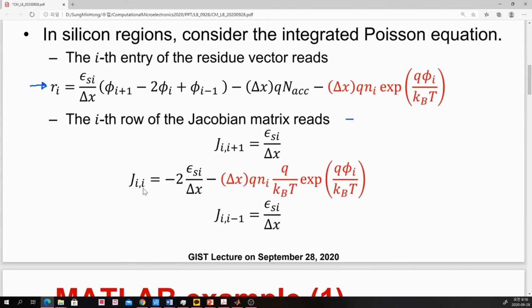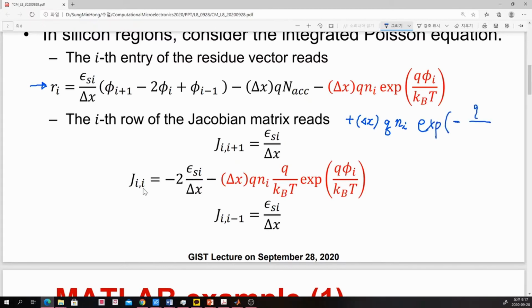Then, as I told you before, now we have the contribution from holes. It is written as minus q phi_i over k_B T.